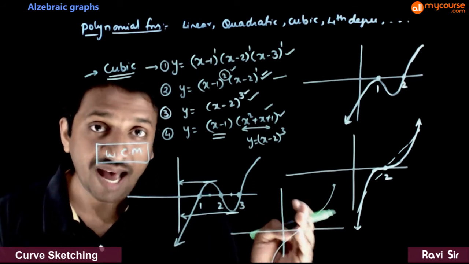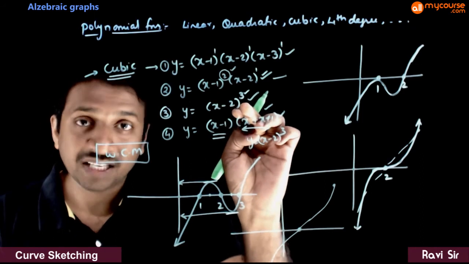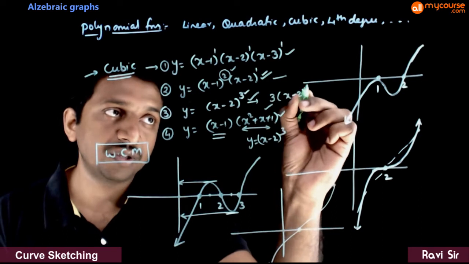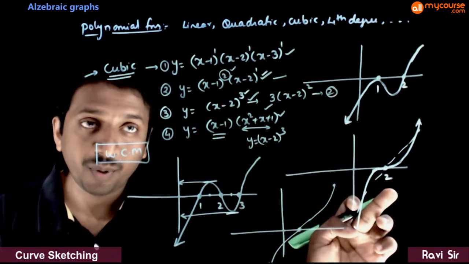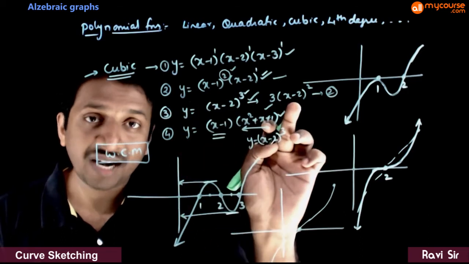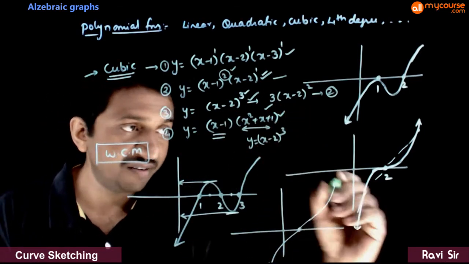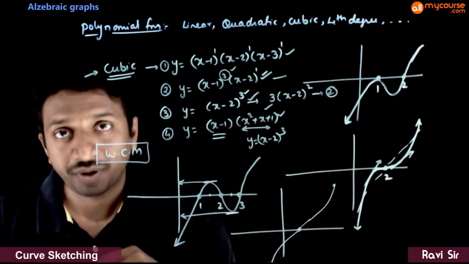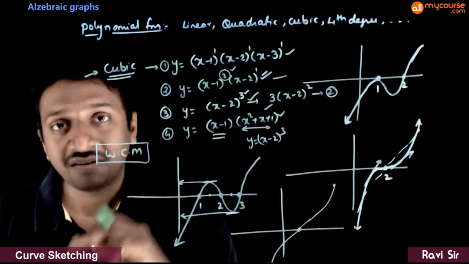This time, do you have a maxima or minima? Here I can say that there is no maxima or minima, because if you differentiate this, you get 3 into (x minus 2) whole square. x is equal to 2 is the critical point, but the differentiation on the right side of 2 and the left side of 2 are both positive. The differentiation does not change sign. Hence 2 is an inflection point. But here x equal to 1 is not an inflection point.